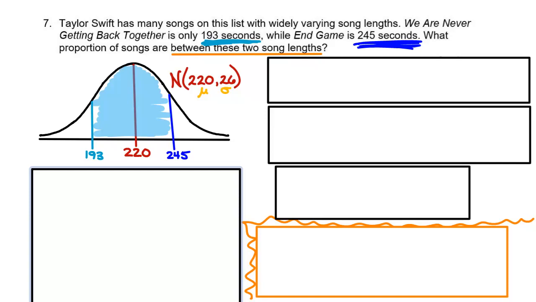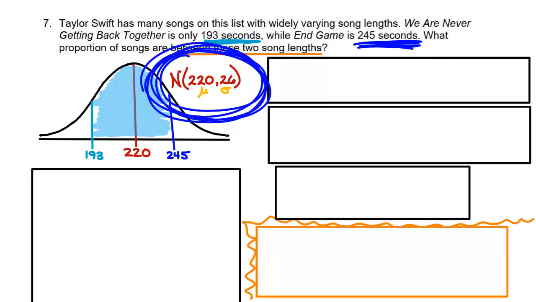I have 193 on the left side of the mean because it's smaller than 220. I have 245 on the right side of the mean because it's bigger than 220, and it said between these two song lengths, so I've shaded in between those two fences or boundary lines. Please make sure that you are doing this part also. Super important. Do not forget that piece.